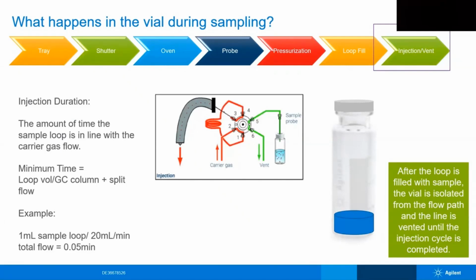And so we need to make sure that we have enough flow within our sample path to adequately flush our sample loop with our sample contents onto our transfer line. And so an easy way to figure that out is we think of our loop volume, which is typically 1 milliliter, and then we want to divide that by the sum of the GC column flow and the split flow, because that's the total amount of flow that's coming through the headspace before it splits at the inlet.